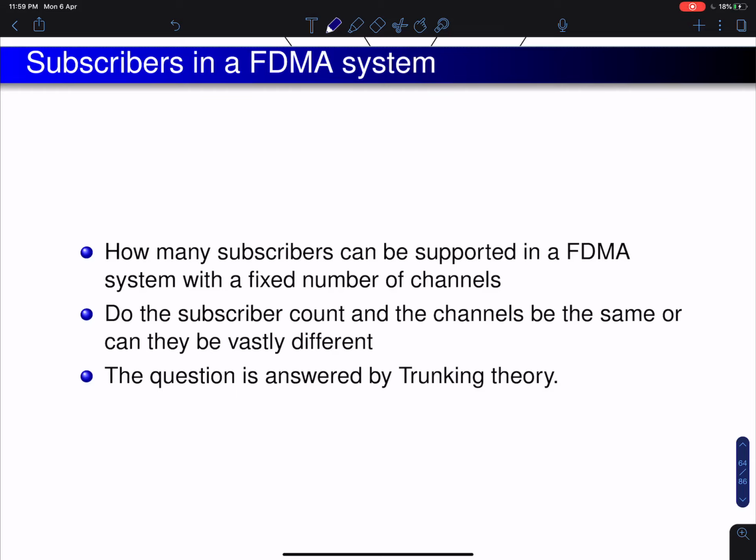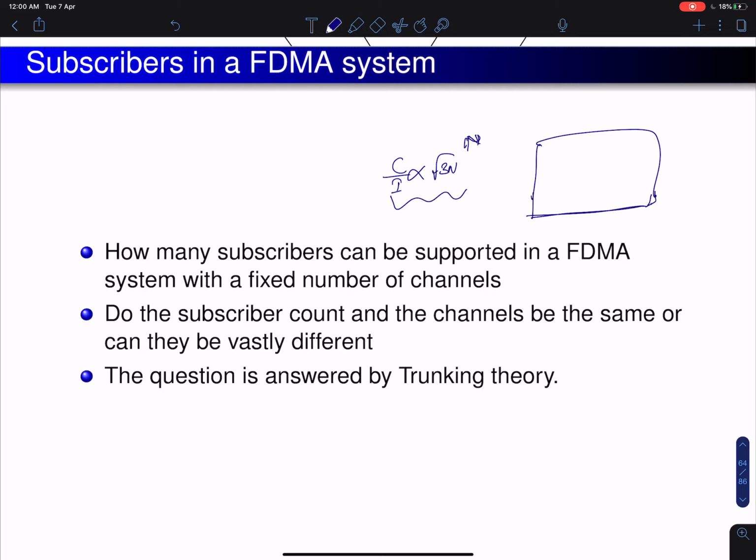Hi everyone. So far, what we have discussed in this chapter on the cellular concept is how, as a cellular operator, you go about dividing a big area into cells, and how many channels to use. How do you ensure you choose your cluster size N? We said that the cluster size has a direct dependence on the carrier to interference ratio, and we discussed what your choice of cluster size should be.